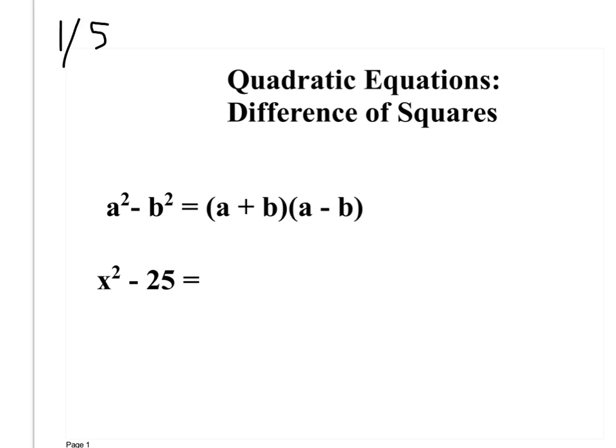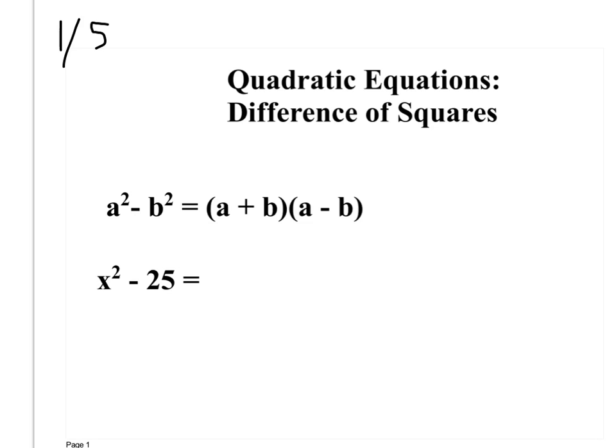You have something like a squared minus b squared. When you factor it, it factors into a plus b and then a minus b. So the square root of a plus the square root of b times the square root of a minus the square root of b. So all you're doing is square rooting a and b and changing the signs. A plus b, a minus b.